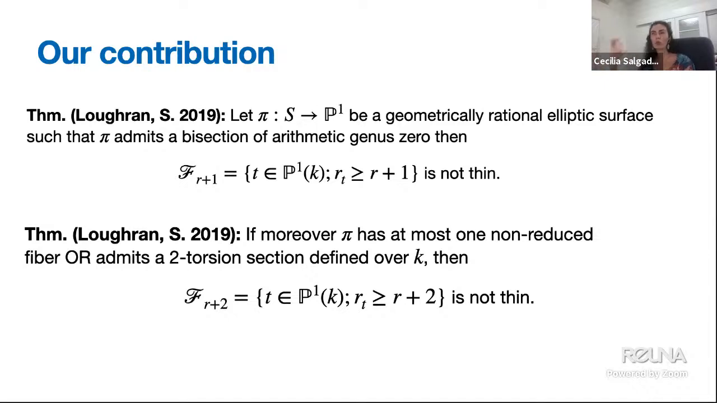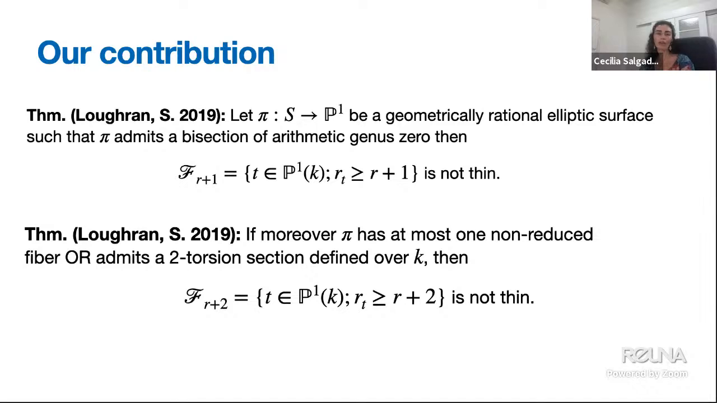People were starting to look at this kind of sets at this moment for those varieties with conic bundles and unirationality and so on. And we couldn't say whether it was thin or not. We had no clue at that moment. And then I met Dan Lochran a couple of months later at the Max Planck in Bonn. And then we started working on this when we met, because it sounded like fun. And that's what we did for these two results here.